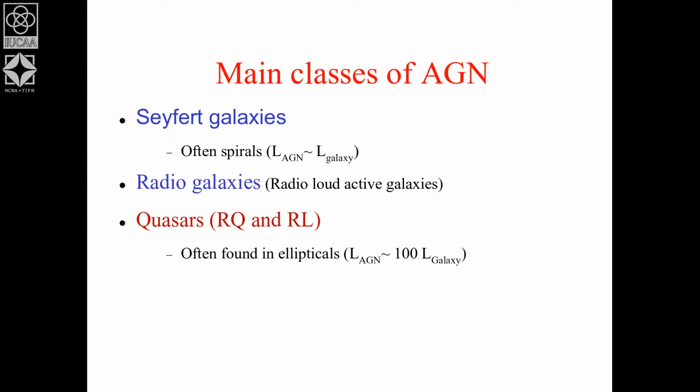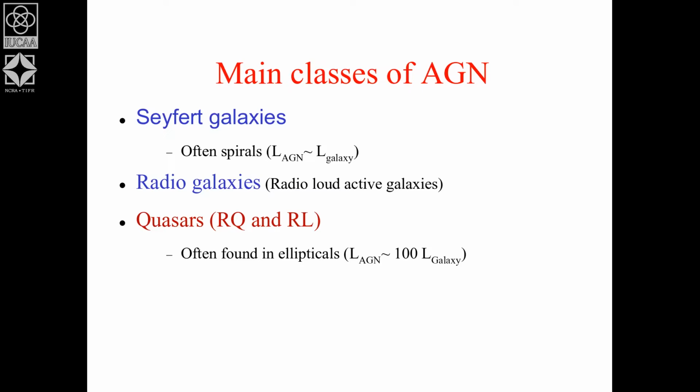Okay, then the other major type of AGN are the quasars, or QSOs. Nowadays they are simply called quasars. They can be radio quiet or radio loud. But if you just look at the nuclear luminosity, the luminosity from the active nucleus itself, that is actually much more compared to what we observe from Seyfert type AGN.